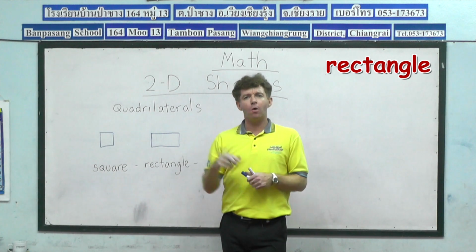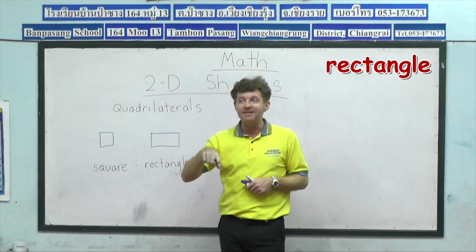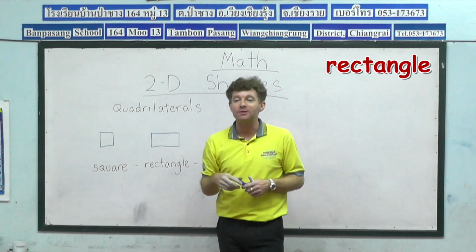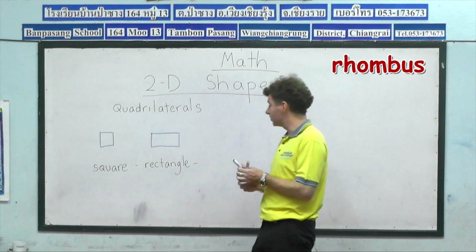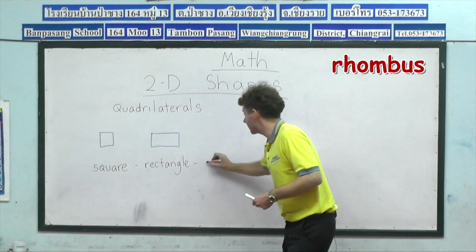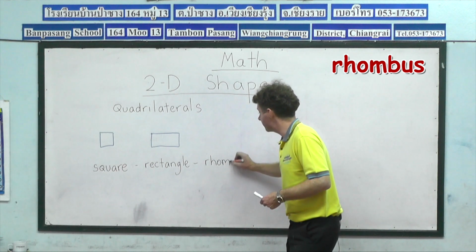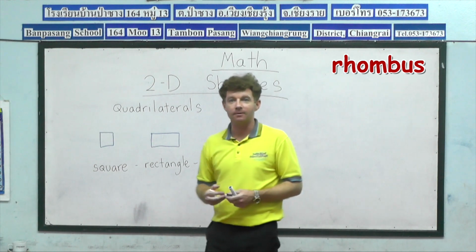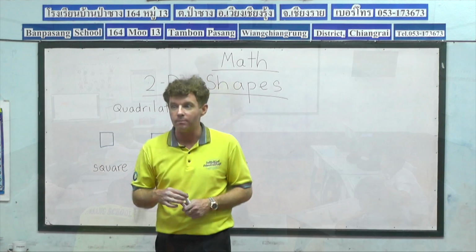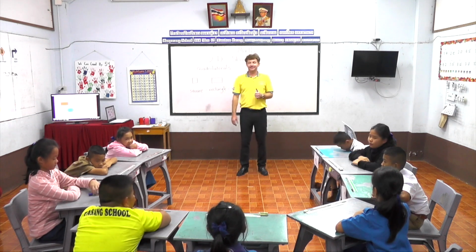And there was one more type of quadrilateral that we focused on. It looks like a diamond, but begins with R. Rhombus. Rhombus. So let's spell together R, H, O, M, B, U, S. Excellent. Who will draw the rhombus? Open our eyes, please, guys.